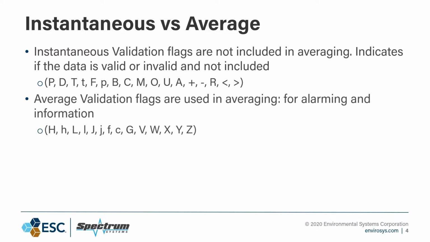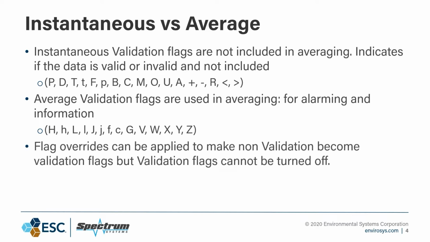The average validation flags are used in averaging for alarming and informational purposes, such as your H flag for alarms, L flag for low limit alarms, and the G, V, W, X, Y, and Z are informational flags. Flag overrides can be applied to make non-validation flags become validation flags, but validation flags cannot be turned off. I'll stress this point later in the webinar, but I would leave flag overrides alone for now.